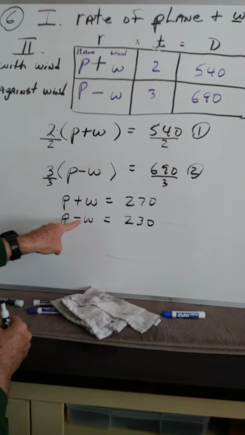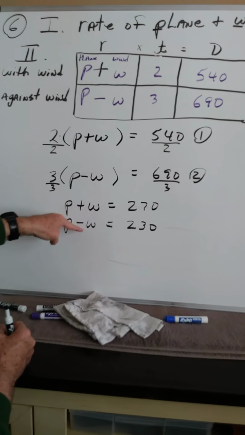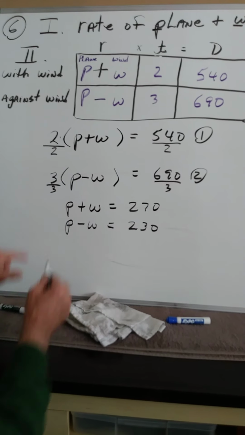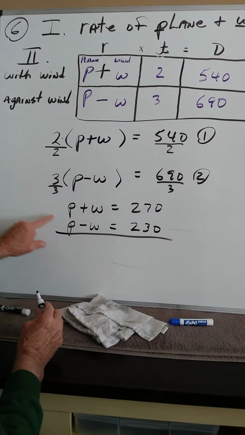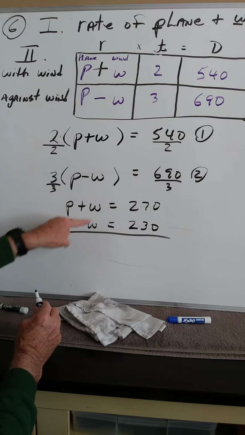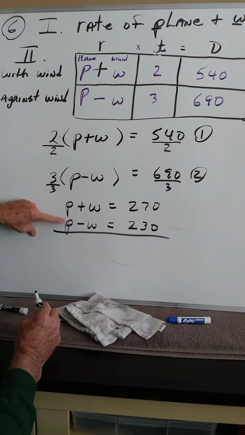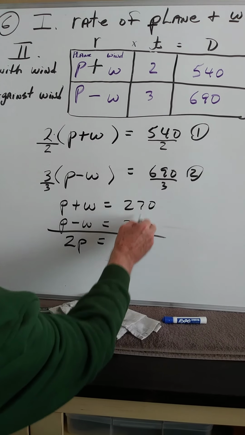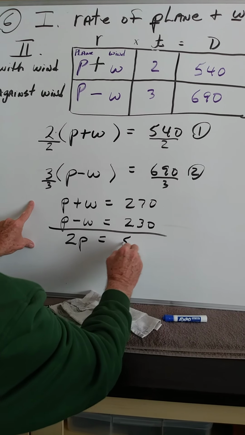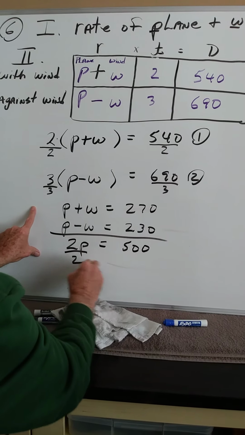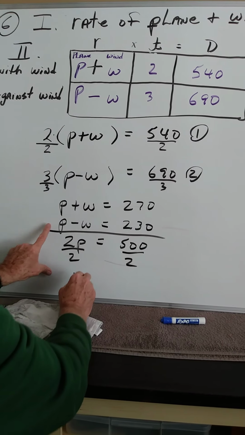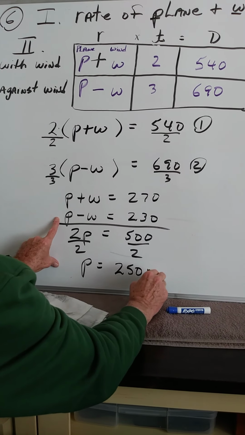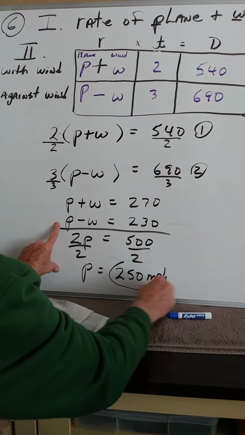We're going to use elimination because look at the coefficients of W. They're in standard form and the W's will cancel out. Draw a line. Add the A expression with the C. 1P added to 1P, 2P. Add the B with the D. That should give us 500. Over 2. Over 2. The speed of the plane will be 250 miles per hour.